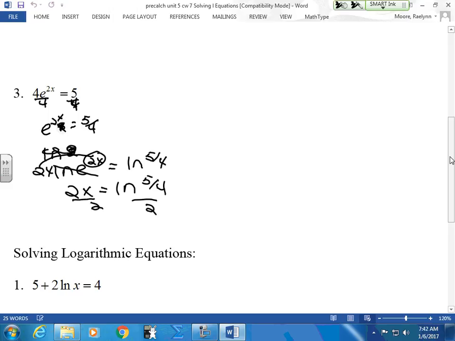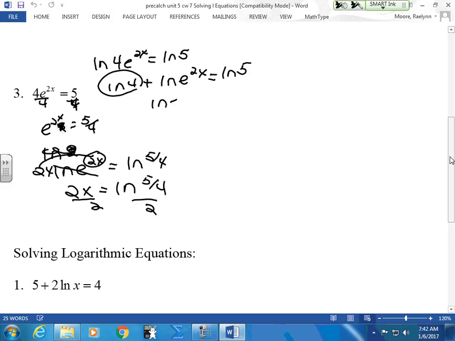Or you can do this the other way. You can use your product rule. This is the better way. This is the cheating way. Still okay. Still okay if we did this. Then we can subtract ln 4 from both sides. And we can do the same. Bring this down. Divide both sides by 2.